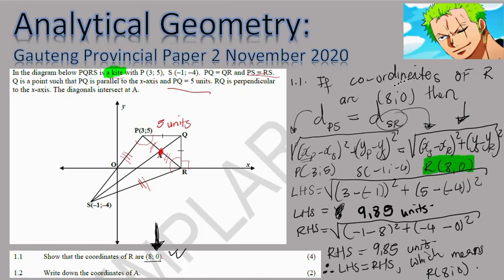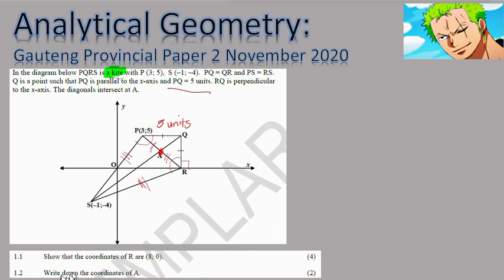Now, the second question, let me clear up the space to answer the second question. The second question here says, write down the coordinates of A. All right. So where is A? Oh, here is A. Look at how beautiful that is. We said if we use properties of, let me write that down, 1.2, I'm going to say AP is equal to AR. Properties of a kite.